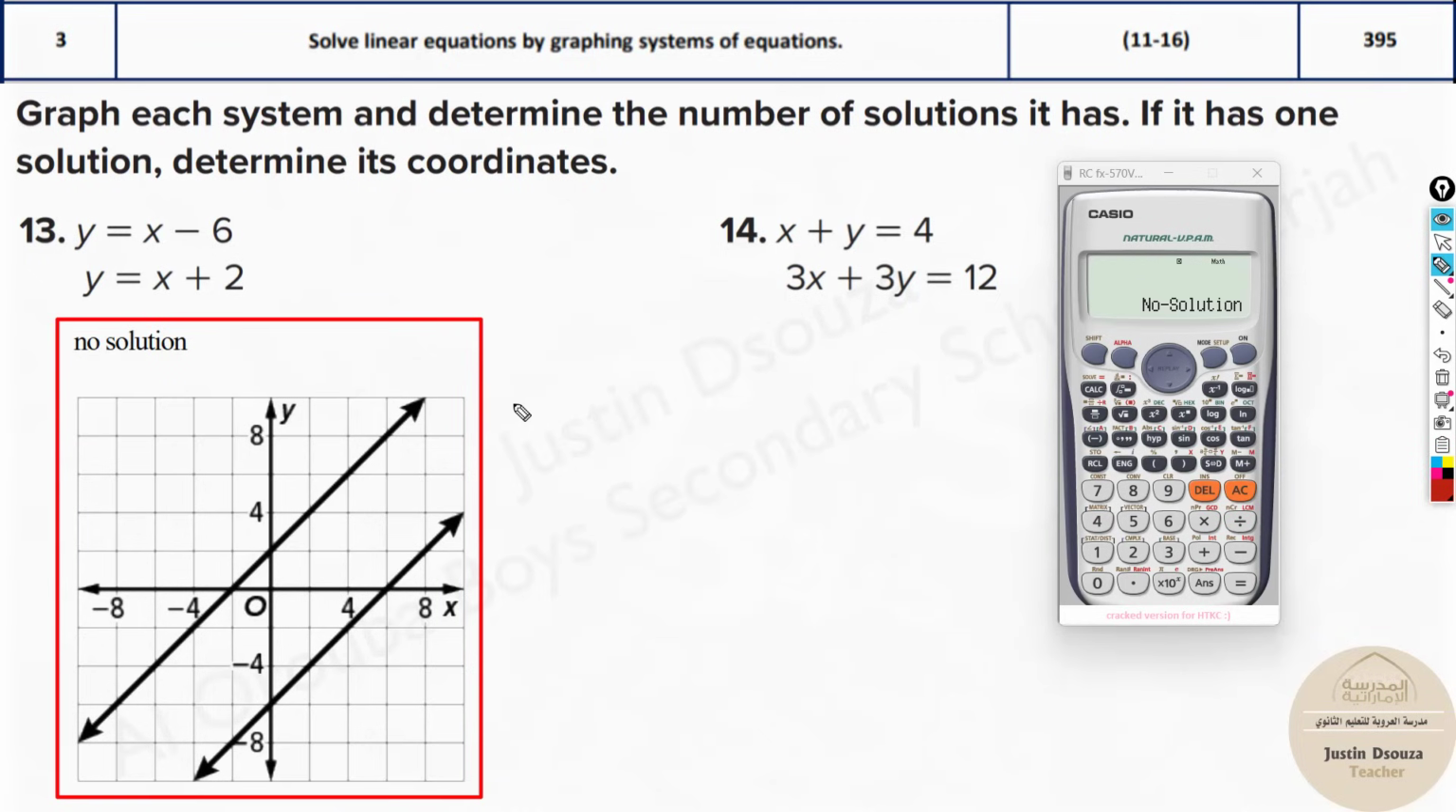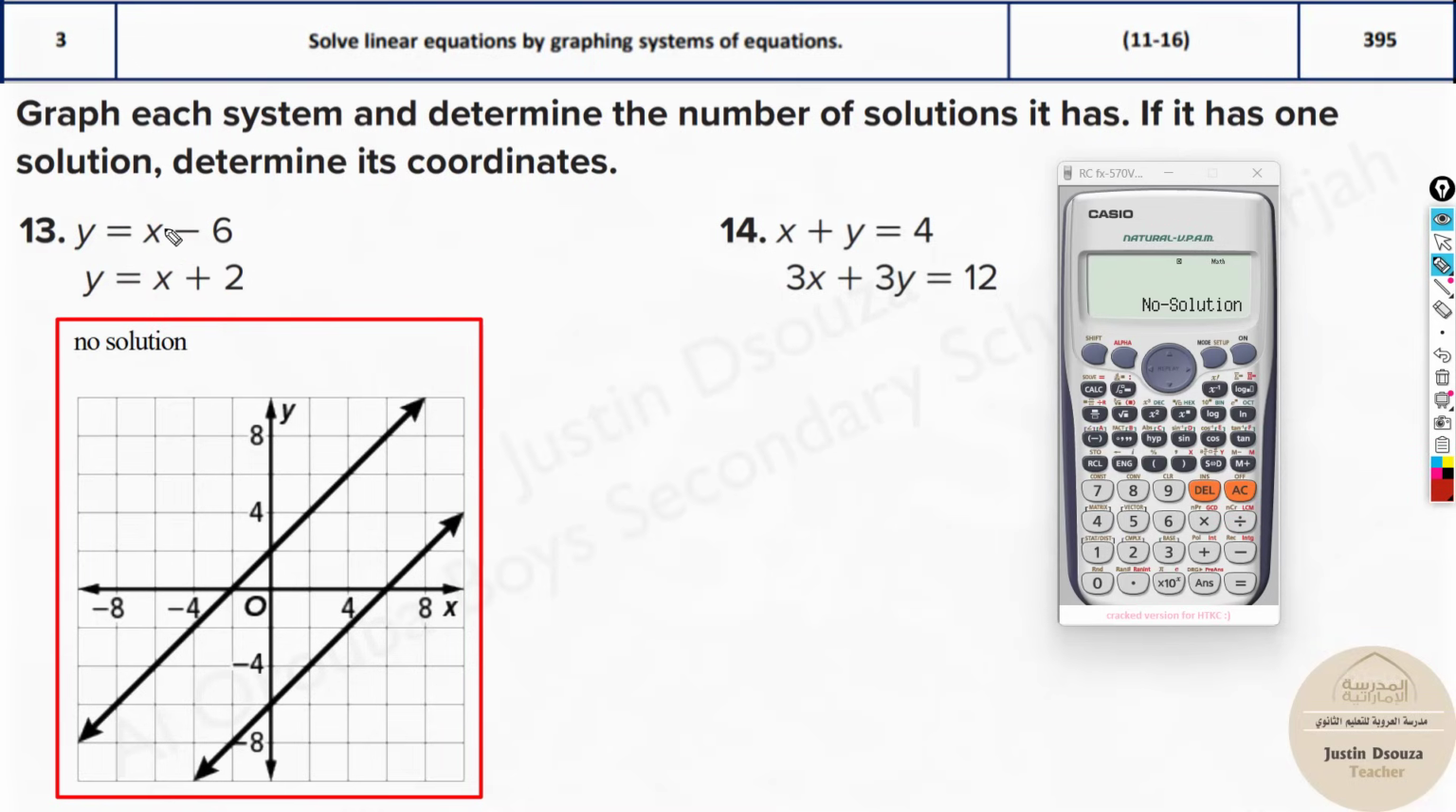So in that case, you need to write it in the slope-intercept form. That is y is equal to mx plus b. So once you write it in the slope-intercept form, you can easily find out what it is. Now here, if you have this y coefficient the same, 1 and 1, and even the slope, m is the slope, is also the same, and only this y-intercept, b value, is different, then it is no solution.